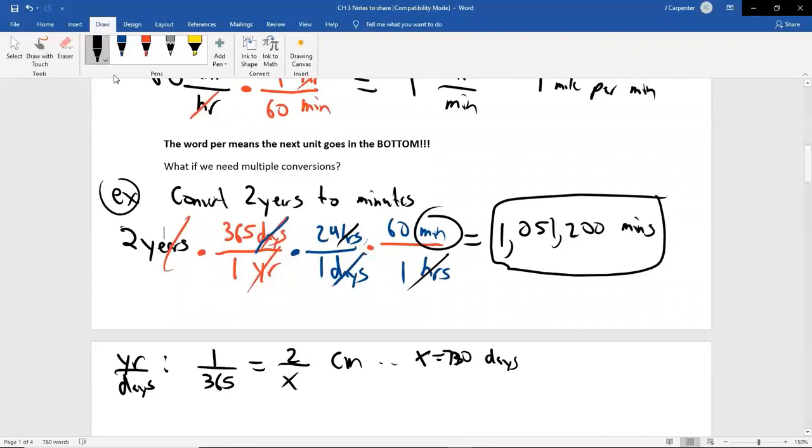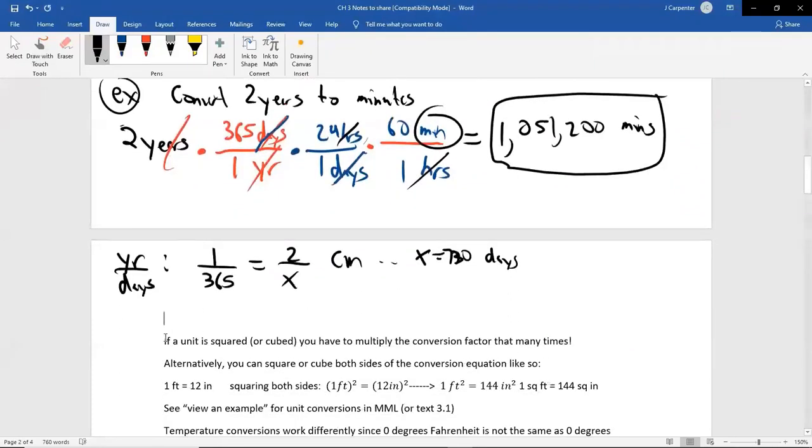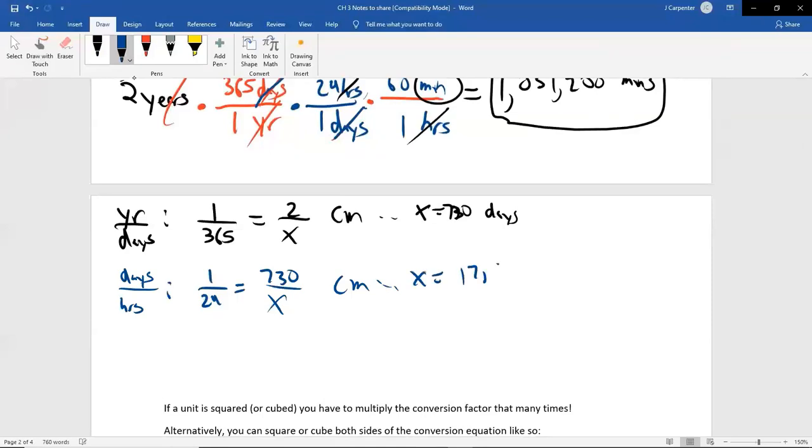And then what you have to do is you'd make another proportion going from days to hours. All right, well, we know that 1 day is 24 hours. We know we have 730 days originally. So the 1 goes in the top because days, the 24 in the bottom because hours, the 730 top days. And then we're converting that to hours, and you cross multiply, and you would solve, and you would get 24 times 730, which is 17,520. And then x was in the bottom, which was hours. And then you just keep going. You would have to do that one more time.